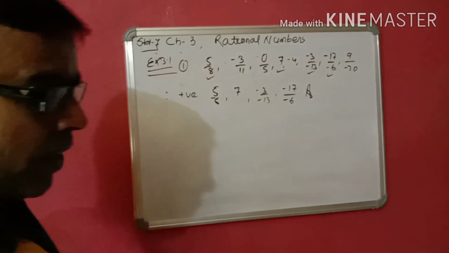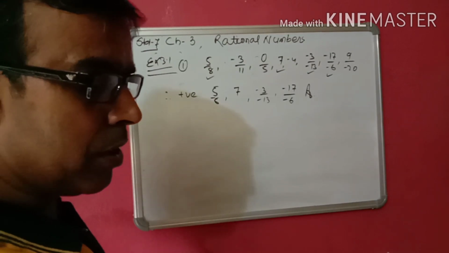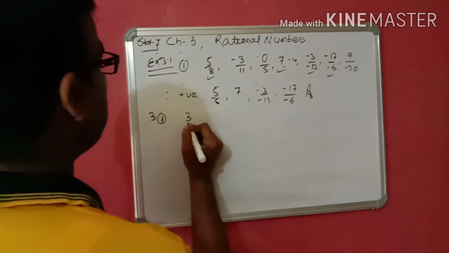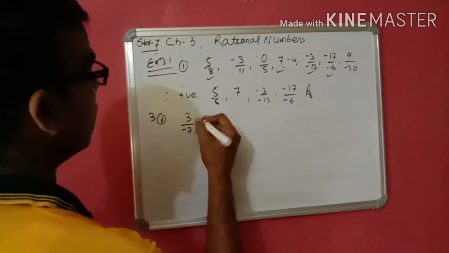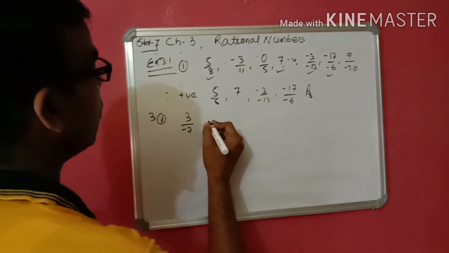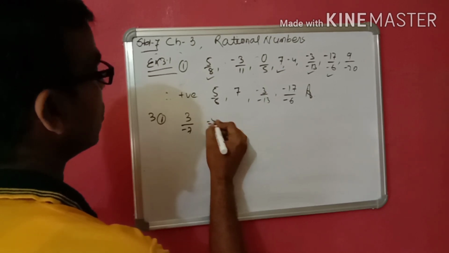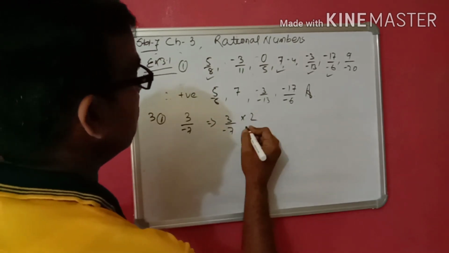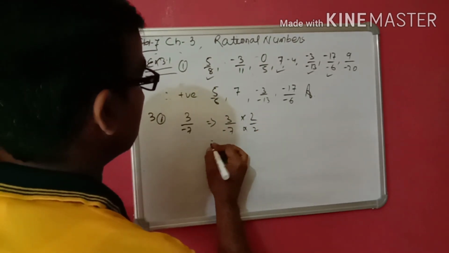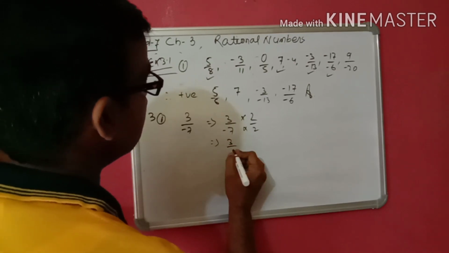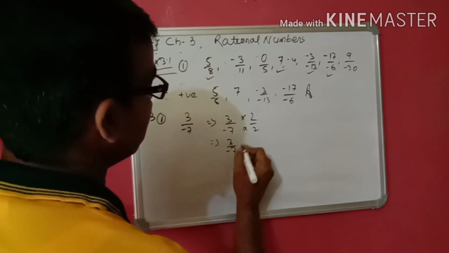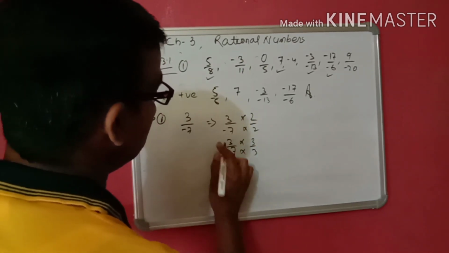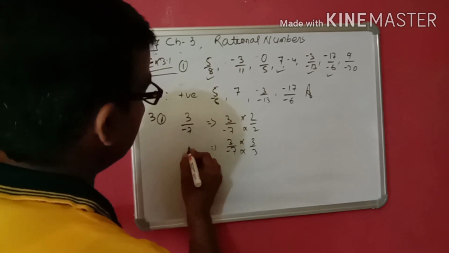Now see question number 3. Find out 4 rational numbers equivalent to each of the following rational numbers. First, it is given 3 by minus 7. We have to find out 4 equivalents. Means first of all, the first one will be 3 by minus 7 into 2 by 2. Number 2 will be 3 by minus 7 into 3 by 3. Okay, equivalent fractions you have to find out.